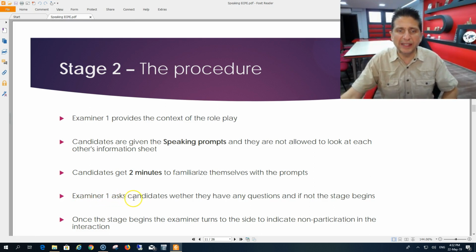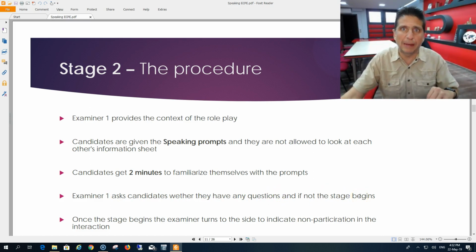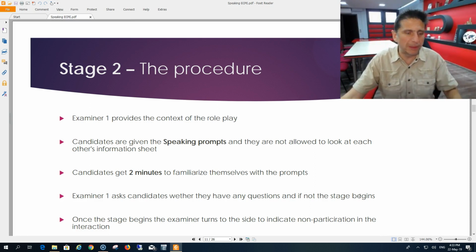Examiner 1 asks the candidates whether they have any questions, and if not, the stage begins. So if you've got any questions, it's now the time to ask them. Of course, you should take into account that if you cannot understand the meaning of the word, the first thing that you should try to do is to try to understand the meaning from the context, and if it is really difficult to do so, then you should ask. It's not the best thing to be asking questions about words.